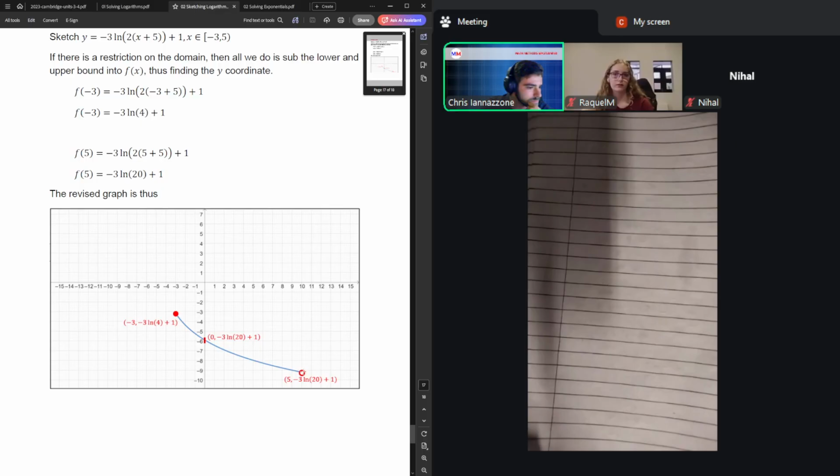That's it. That's all the things for the sketching of logarithms. Any questions?